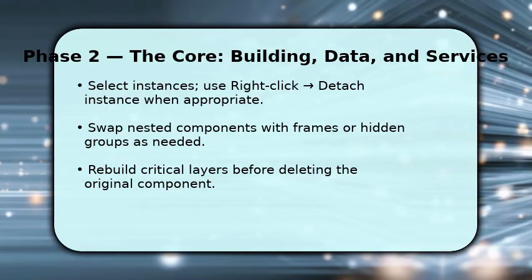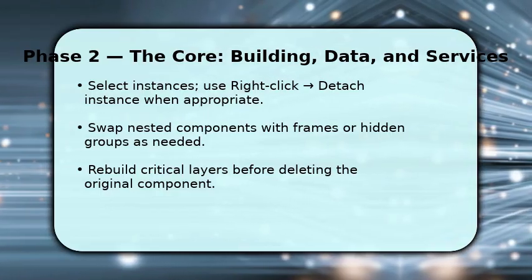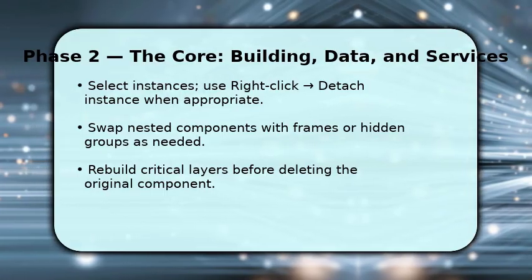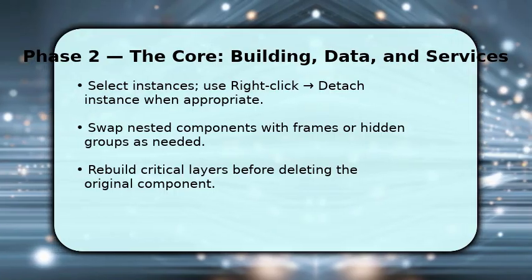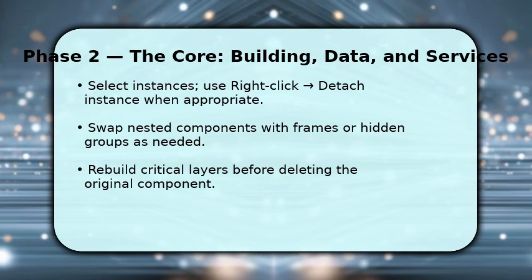Then systematically rebuild any component behavior by converting component variants into separate frames. Link interactions manually if required. If multiple instances exist, work in batches. Change a few, test layout integrity, then proceed. This reduces errors and keeps the file manageable.